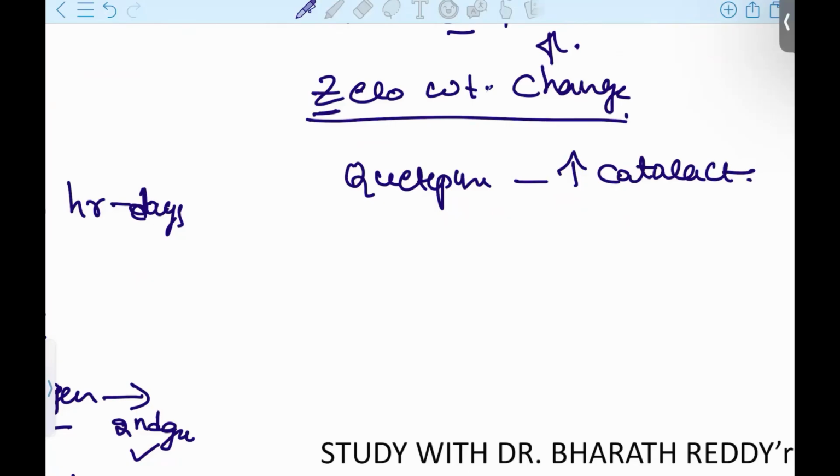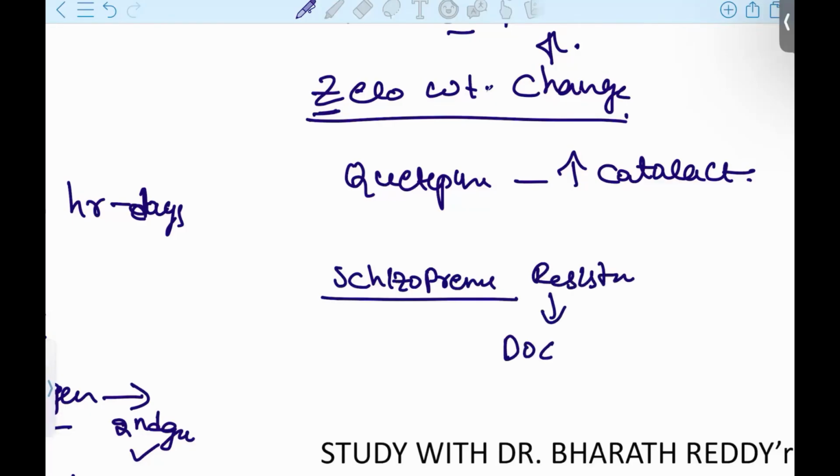extrapyramidal symptoms. And some of the drugs like clozapine: recently the WHO has approved that if the patient is having treatment-resistant schizophrenia, then the drug of choice is clozapine. Okay, this is the drug of choice for this patient.